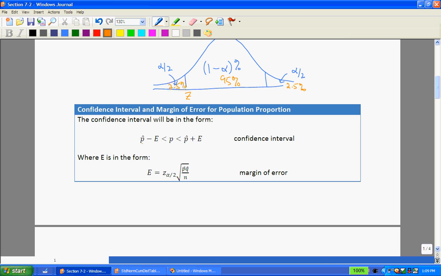But to estimate it, I'm going to take my P hat, which is the estimate, probably from the sample, subtract off the error, so that's a little bit less than what the true population proportion is, take P hat and add on the error, so it's a little bit more than what the true population proportion is, and that gives me my interval. Well, what's E? E is calculated by taking z alpha over 2, which we just talked about above, and multiplying that by the square root of p hat q hat over n. And just like before, q hat is equal to 1 minus p hat. And that's called the margin of error.